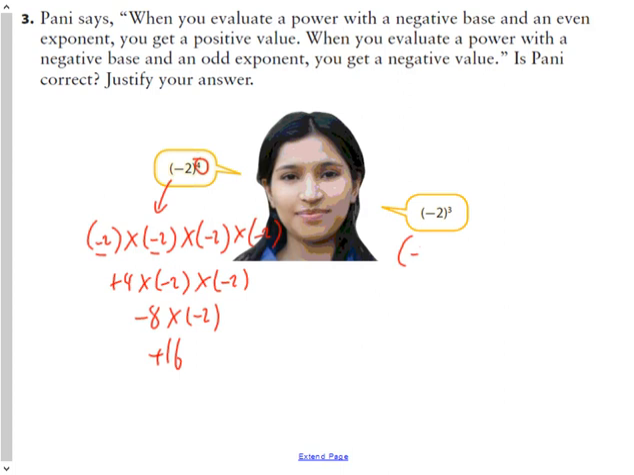And if I look at the same thing with an odd exponent, so negative 2 multiplied by itself 3 times, I will always end up with a positive being multiplied by a negative, which regardless of what we're looking at, anytime the exponent is an odd number, we will always have a negative standard form value for that exponential form.